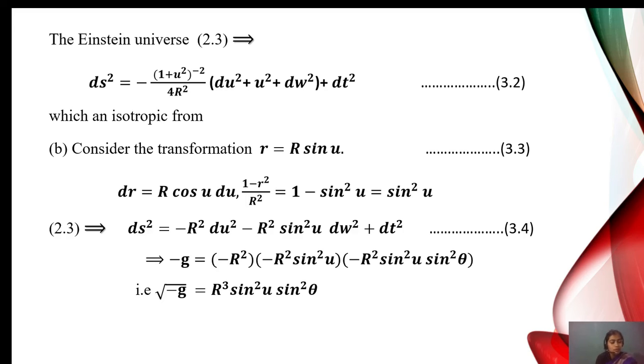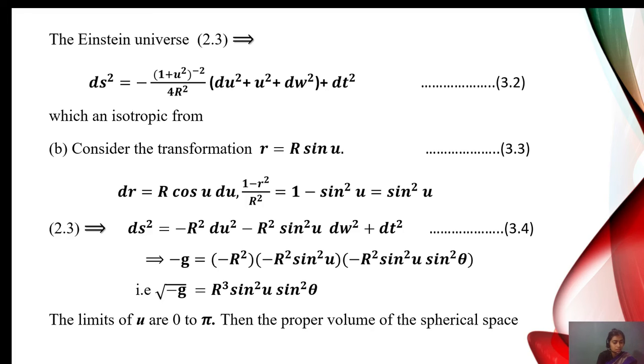When you solve all these conditions, it will be generated to the form sin square u considering to the form sin to the power 4u. The whole square will be considered, and sin square will be given to the form. The limits of u are 0 to pi.